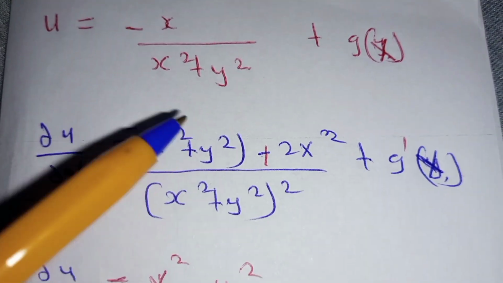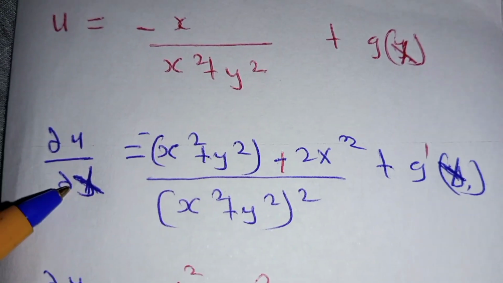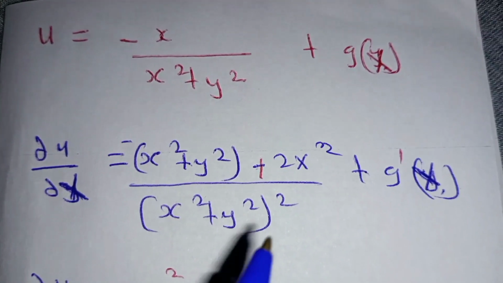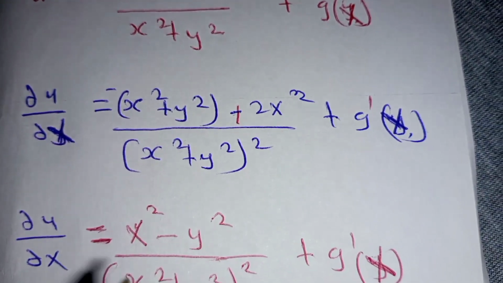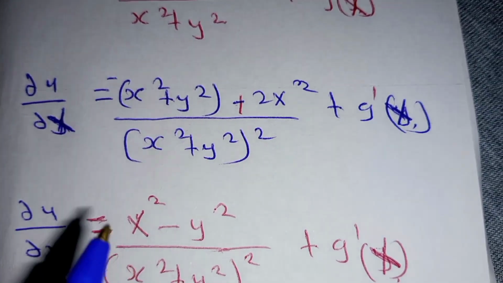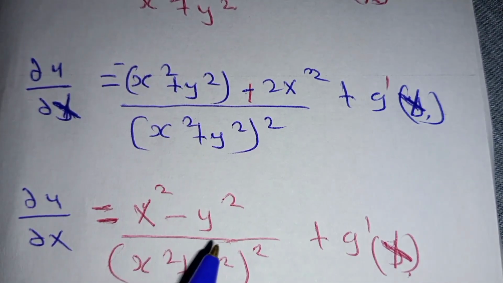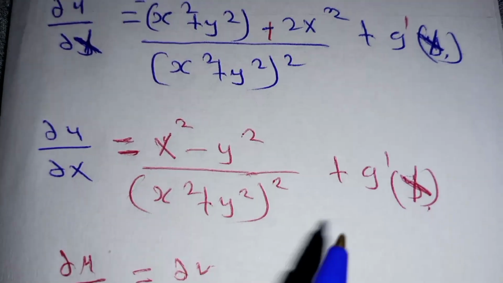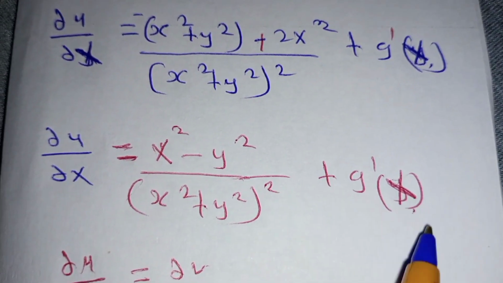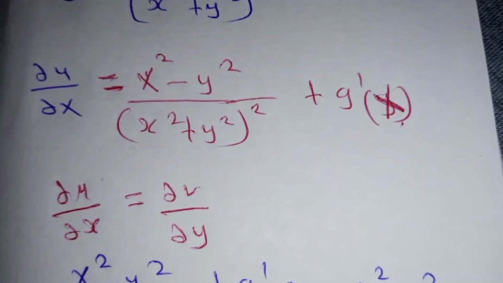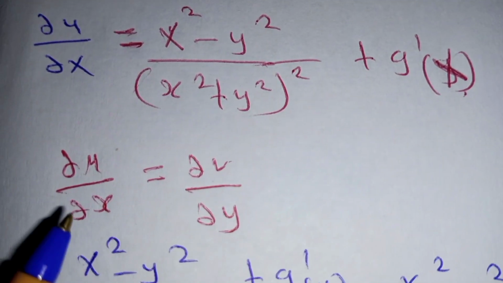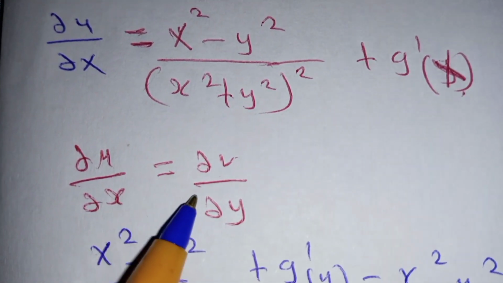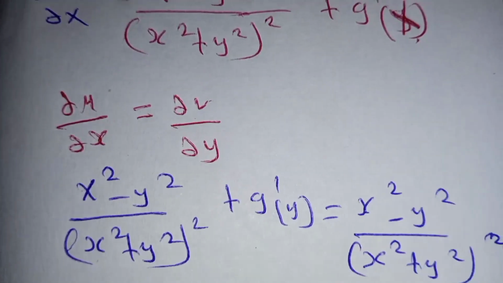Then from this function, we get the partial of u with respect to x to obtain the following: x squared minus y squared, plus g prime of x. Then by Cauchy-Riemann equation, the partial of u with respect to x is equal to the partial of v with respect to y.